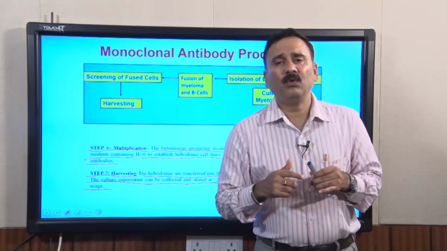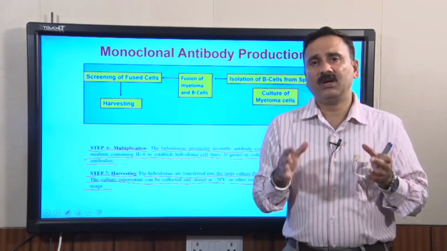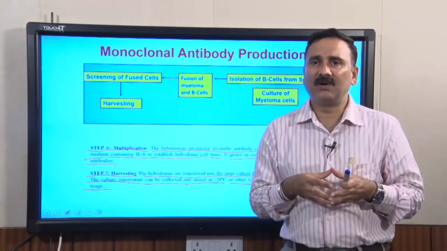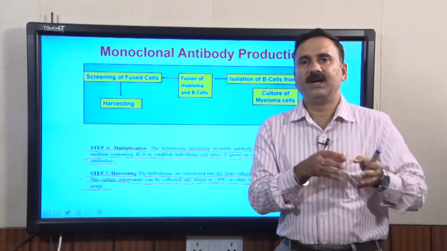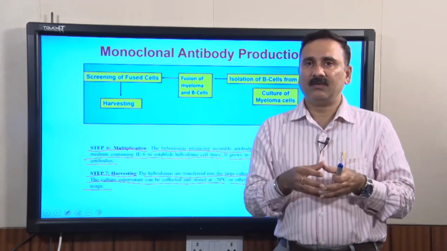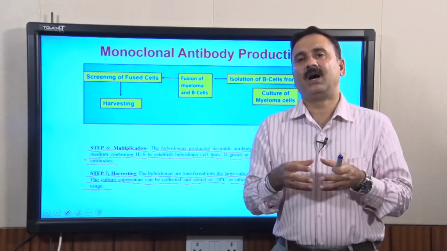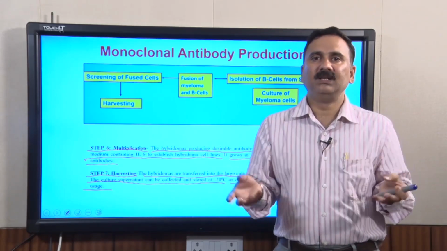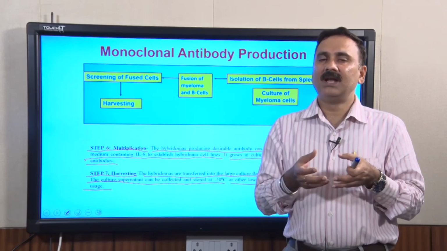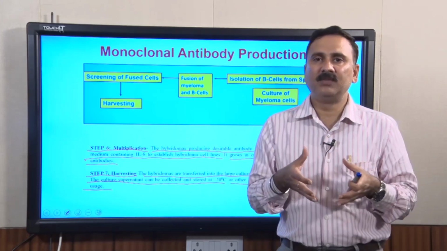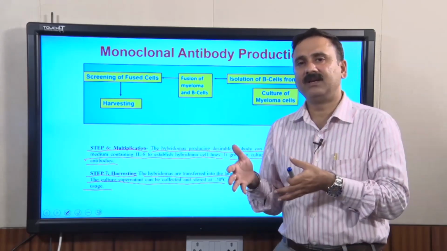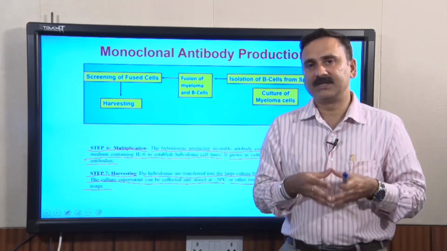So, this is all about the production of monoclonal antibodies. What we have discussed so far is how to use the antigens, how to immunize the animals, how you can isolate the B cells from the animals, how to produce the hybridomas, how to screen the hybridomas, and ultimately how to harvest the antibodies from these hybridomas.